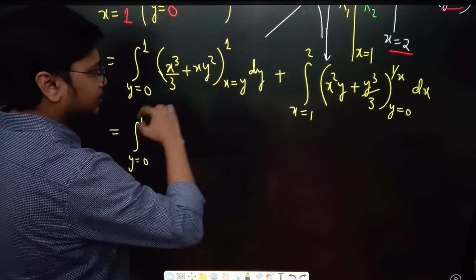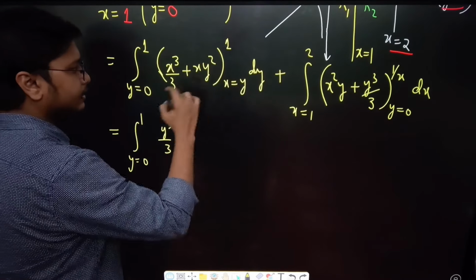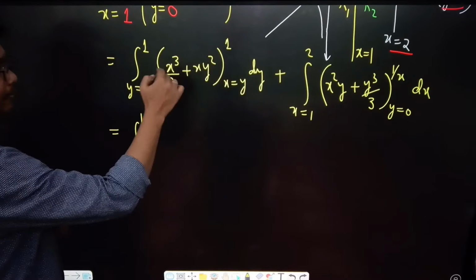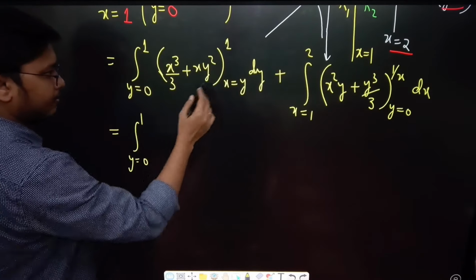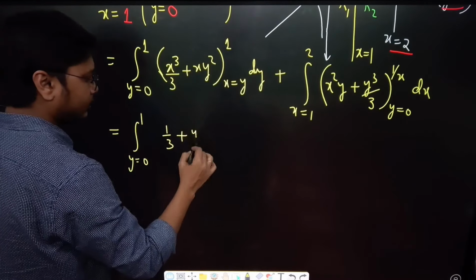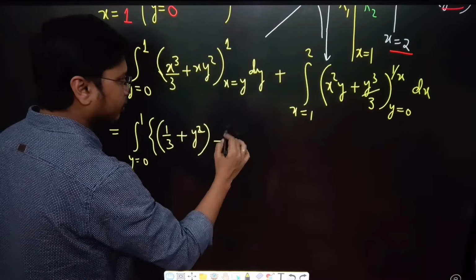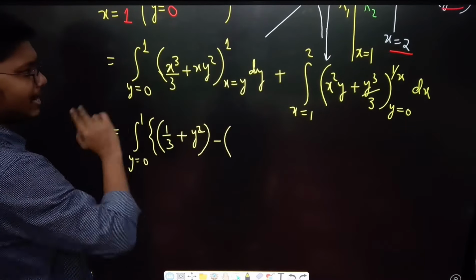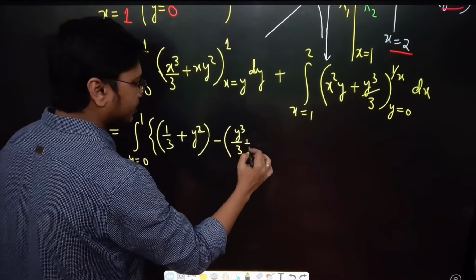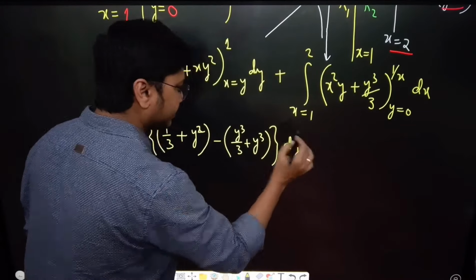So if I put the limits of x, I'll be having y cube by 3 plus, I need to put the upper limit first. If I put the upper limit, which is 1, in place of x, I'll be having 1 by 3 plus y square, that's the upper limit, okay, minus. Now the lower limit, if I put y in place of x, that would be y cube by 3 plus y cube, right? That's the lower limit.